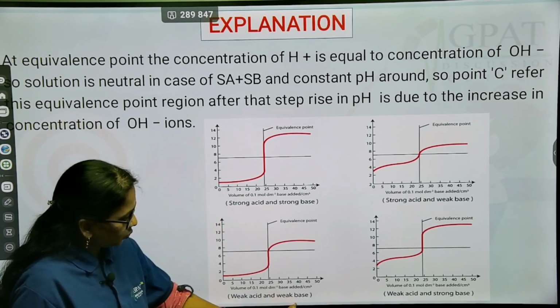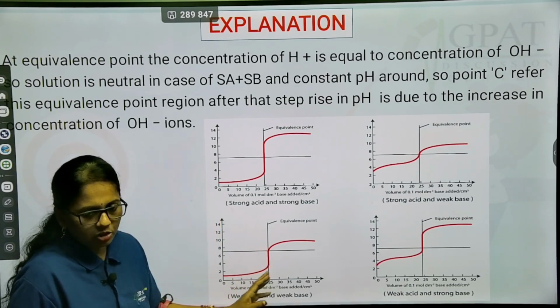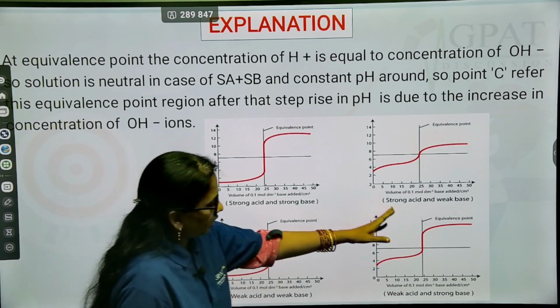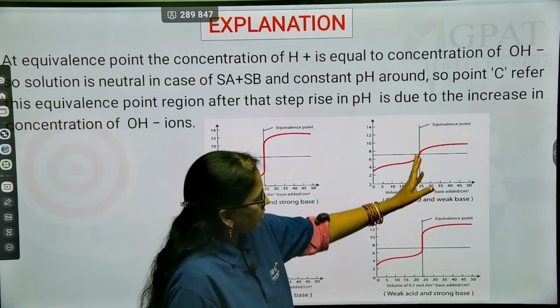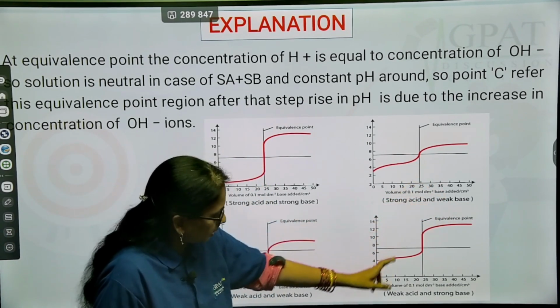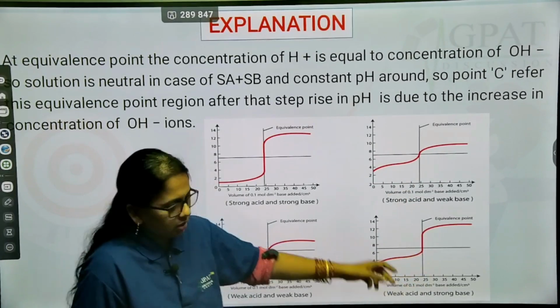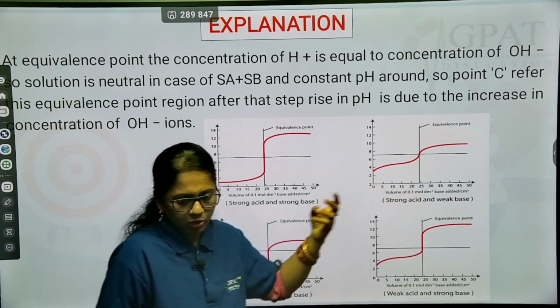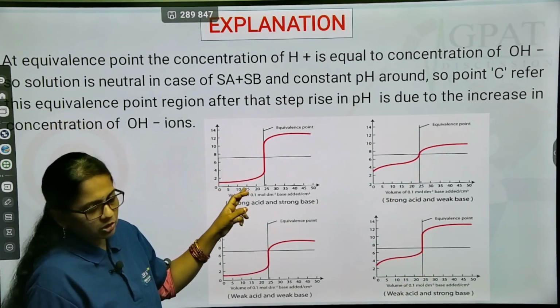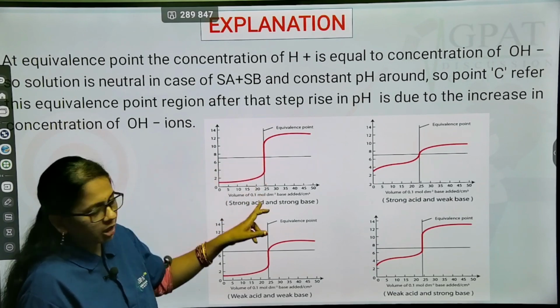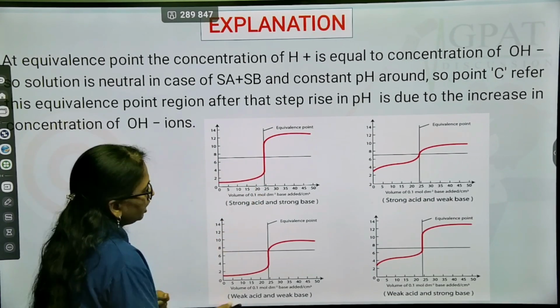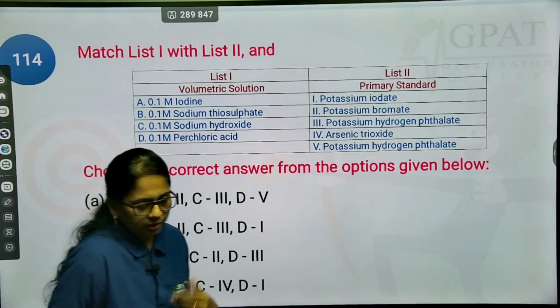Weak acid versus weak base means generally you don't get the sharp end point. Okay, even if it is just one weak base, you are not getting the sharp end point. Very close changes are going to be observed at the equivalence point, but only in the case of strong acid versus strong base, a sharp end point is going to be observed. You can easily identify the graph by seeing the options.